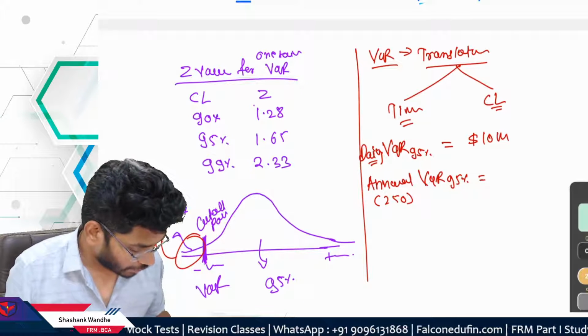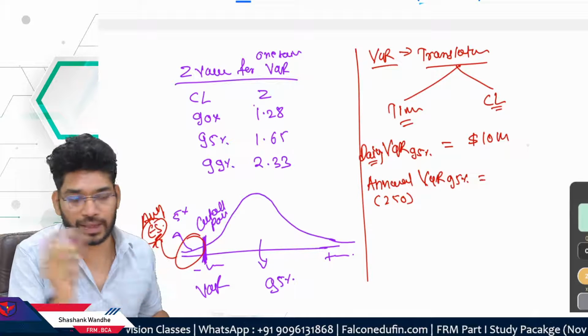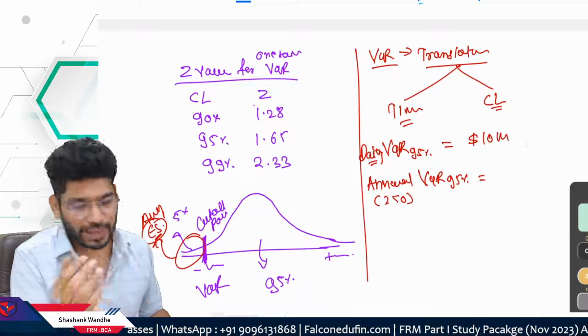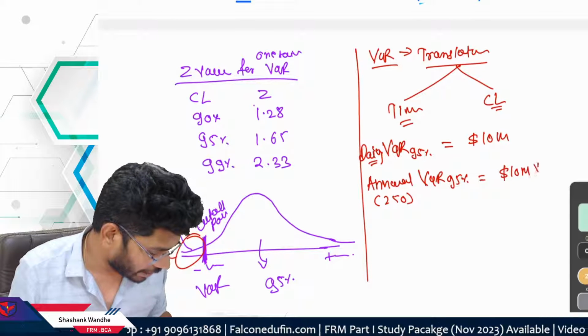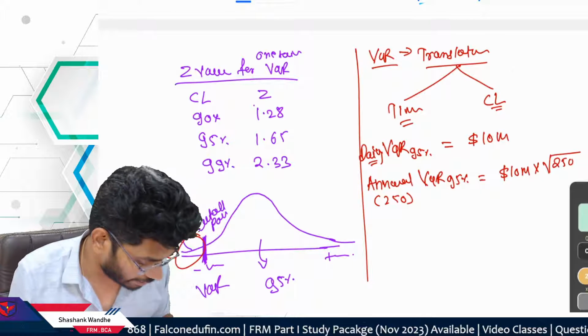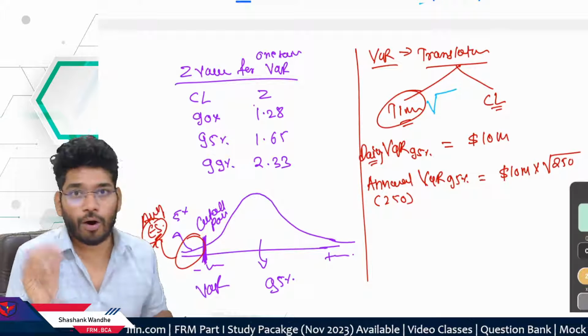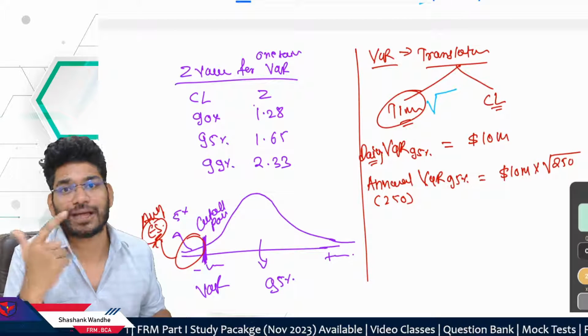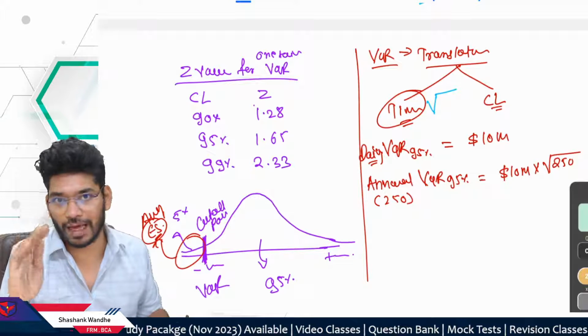So for this particular calculation, we have to increase the time frame of value at risk, from 1 day to 250 days or 1 year. So for this, simply take your 10 million value at risk multiplied by the square root of 250. Always remember the time translation of standard deviation and value at risk both are done by square root. So you have to put the value under the root.